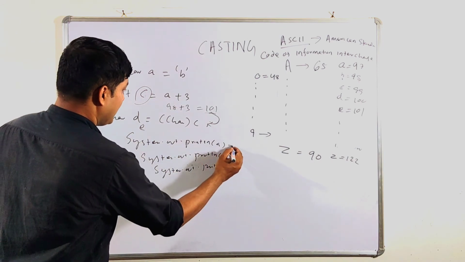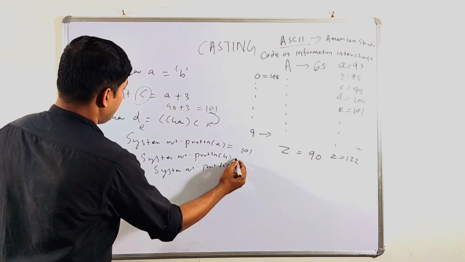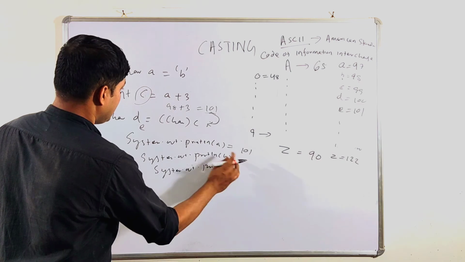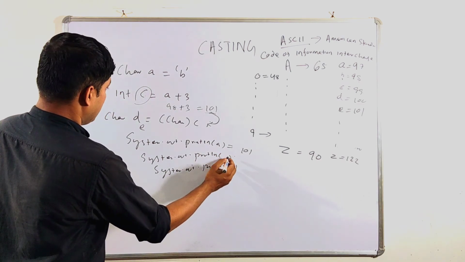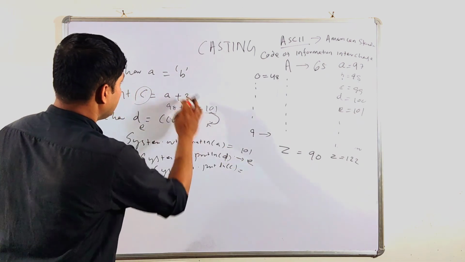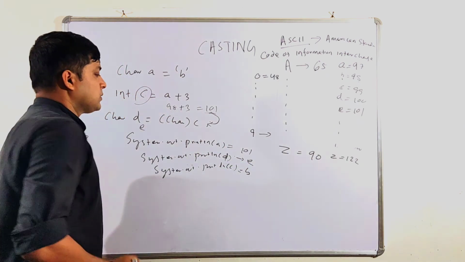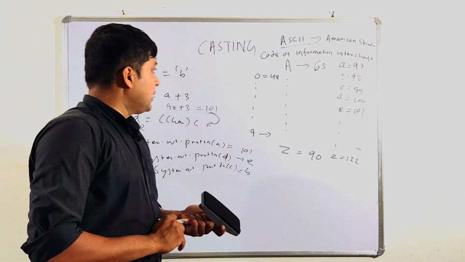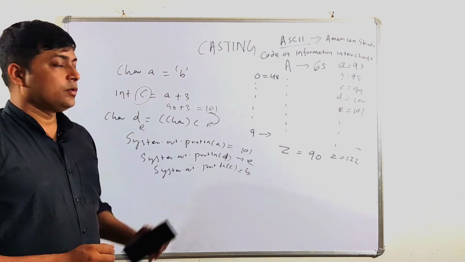Clear? So now the a value is 'b', c value equals 101, and d value equals 'e'. Like this way you can calculate character to integer and integer to character.